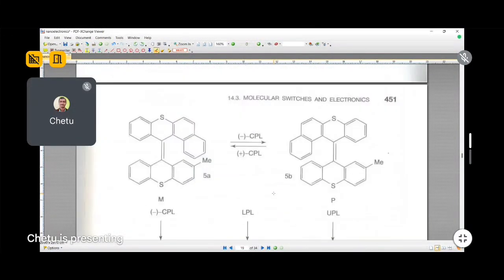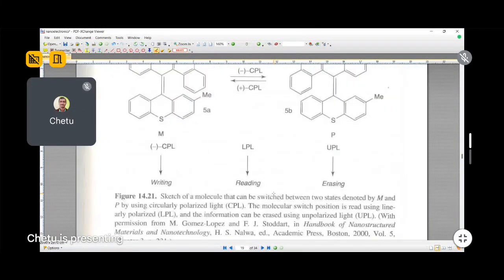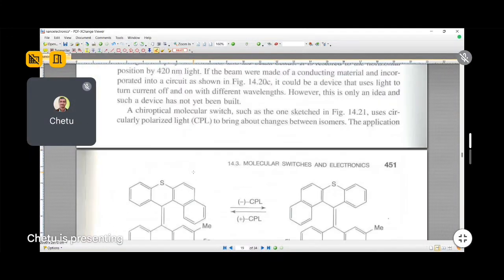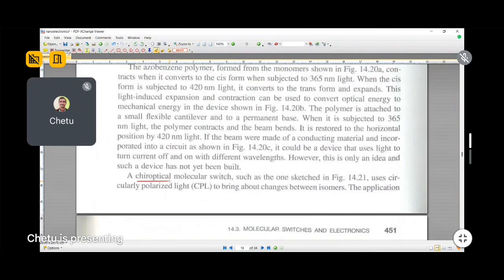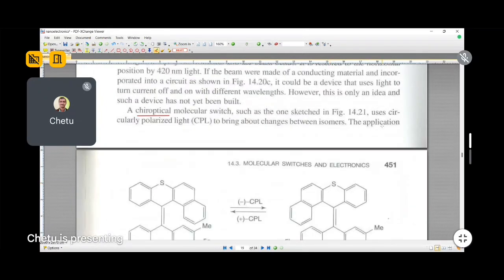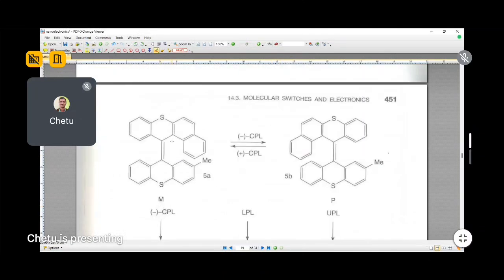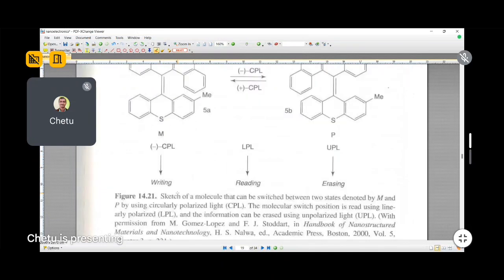Now there are different types of molecules which can be used as data storage devices. And here, this is a chiroptical molecular switch. What it does is that one can use circularly polarized light to change the isomerism, meaning it can be rotated from cis to trans by using circularly polarized light.